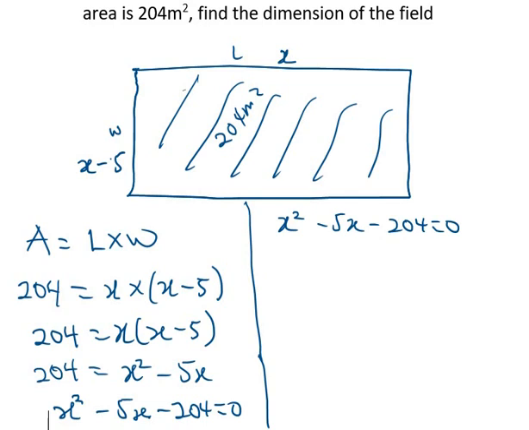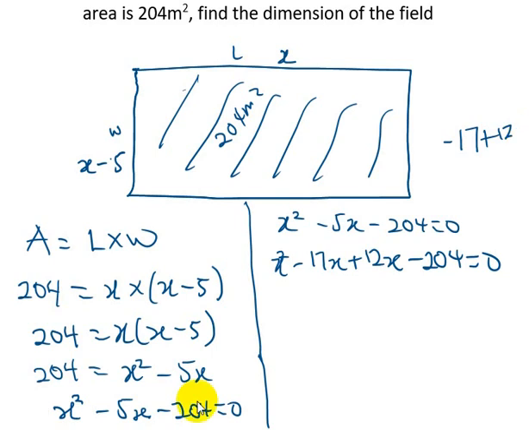So we look for two numbers. When we multiply, we should get minus 204, but when we add, we should get minus 5. And that is minus 17 and 12. When we multiply minus 17 and 12, we will get minus 204, but when we add, we'll get minus 5. So that will replace this minus 5 to get x square minus 17x plus 12x minus 204 equal to 0.